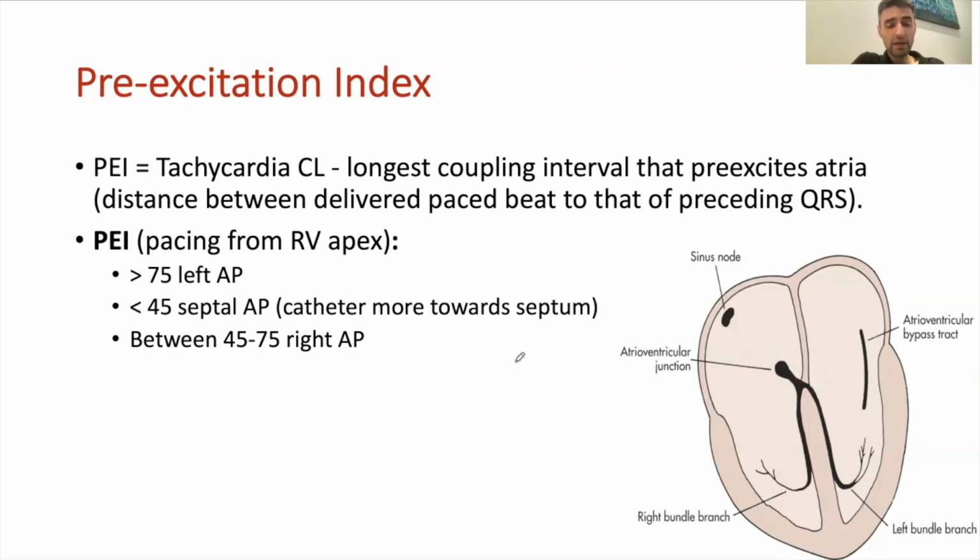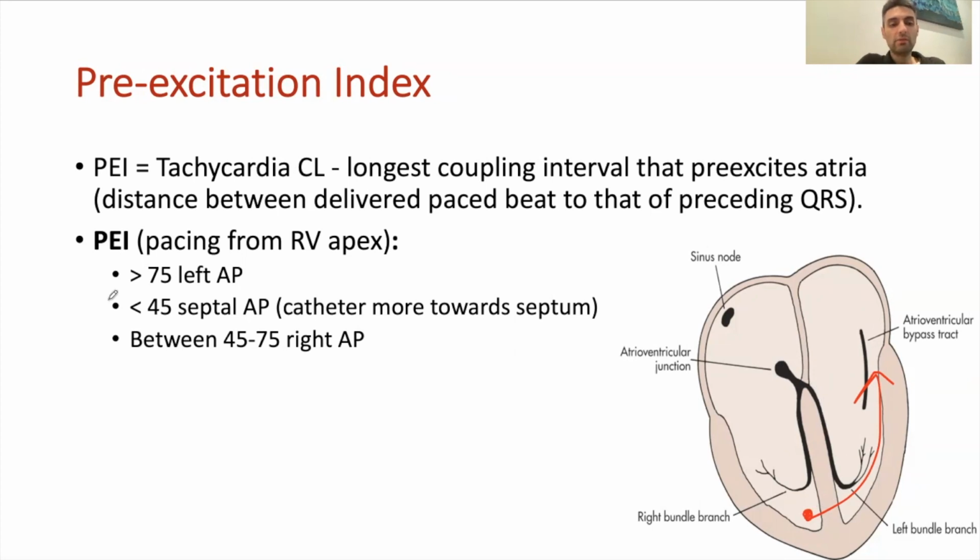So when you do that, if your index is more than 75 and you're actually pacing from the RV apex, then this suggests a distant accessory pathway, i.e. on the left side. Again, you're pacing from here, and your accessory pathway is very distant from you. You want to pace really fast with a short coupling interval to actually leapfrog or jump ahead of the orthodromic beat. Okay, so if you have to pace with a short coupling interval, hence your tachycardia cycle length minus that interval would be large, and hence usually it's more than 75.